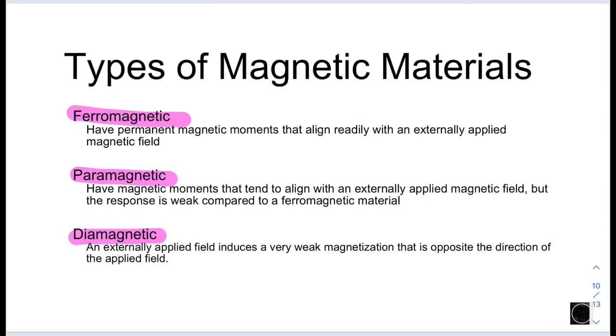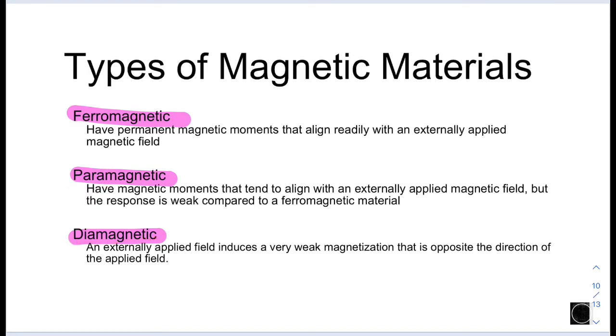So what's the difference? Ferromagnetic materials have permanent magnetic moments that are aligned readily with an external applied magnetic field. Paramagnetic materials have magnetic moments, meaning the effect of the spin just now, that tend to align with an external applied magnetic field, but the response is weak compared to a ferromagnetic material. That is why the name is para, which means weak, half.